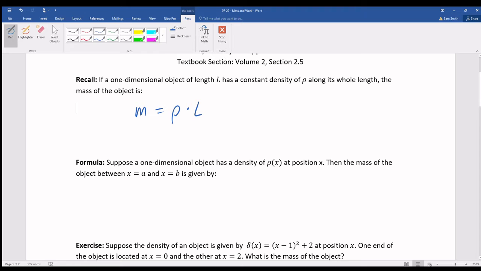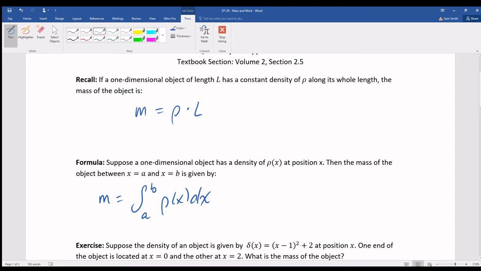But what if your object has a density that is not constant? Maybe it's denser at one point than it is at another point. If you have a density function for your one-dimensional object, at position x, the density is rho of x, you can still find the mass of the object between any point along the object and any other point on the object. You can find it by integrating the density function, rho of x, with respect to x, from the initial position to the final position.